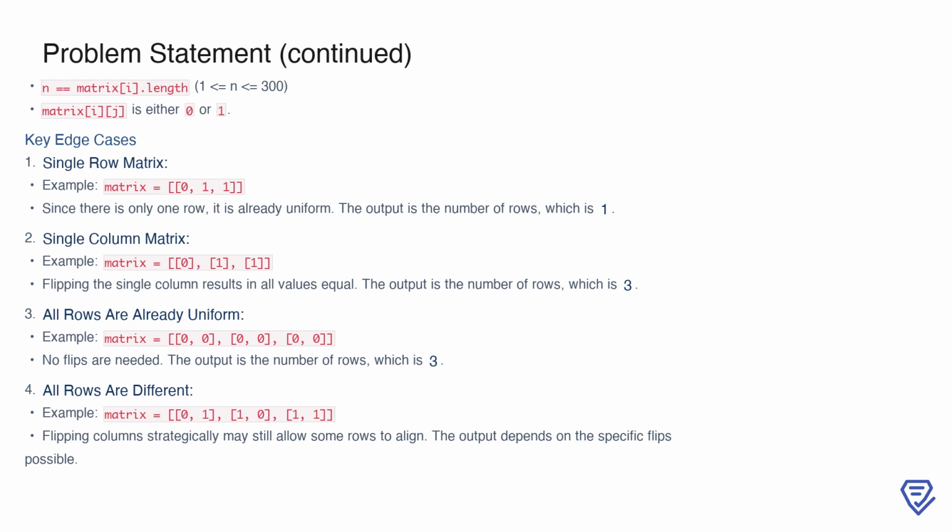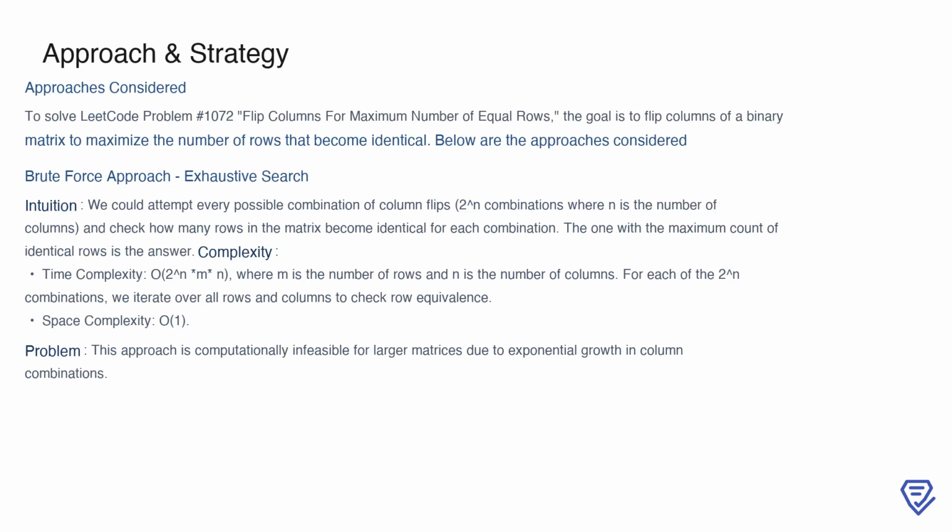For a single-column matrix, flipping that column will make all rows identical, and the output is the total number of rows. If all rows are already uniform, no flips are needed, and the output equals the number of rows. However, if all rows are different, we need to carefully analyze the flips to maximize uniformity, as seen in earlier examples.